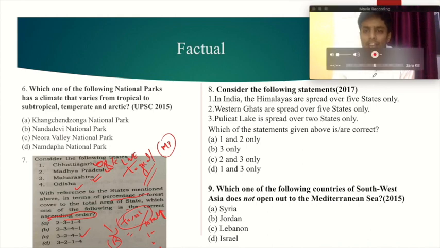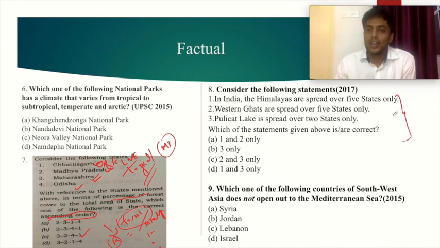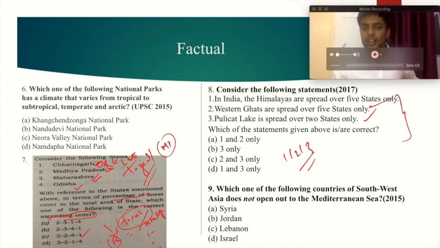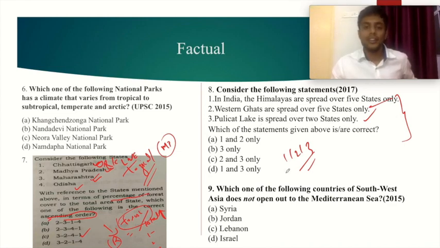Now, this question was very, very factual. Like, you should know the Himalayas are spread over five states only, or the Western Ghats are this. So if you know this question, you know this question. So don't waste your time here. That's all I want to say. So don't waste your time. And because here there is no 1, 2, 3 or all of the above, it is very easy to negate, because there is no confusion between these things. If you know two of them, you can easily solve this question.